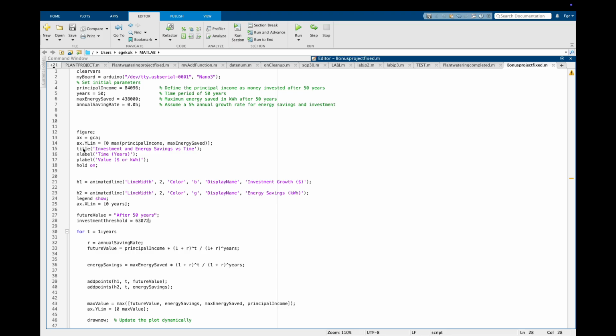And here I've labeled and organized my graph: X label, Y label, and hold on, so that the plotted graph doesn't fall off. And I've defined two animated lines, as I said before. One is for investment growth, the second is for energy savings.